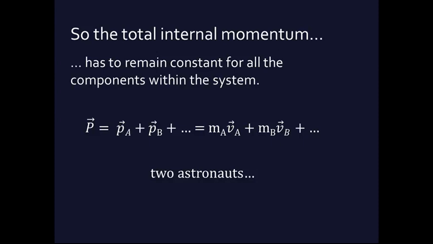But basically, the momentum of one is going to be the negative of the other, because the total momentum must remain constant within the system, and since the two astronauts are the totality of that system, the momentum of one is going to be the negative of the momentum of the other. So that is the law of conservation of momentum.